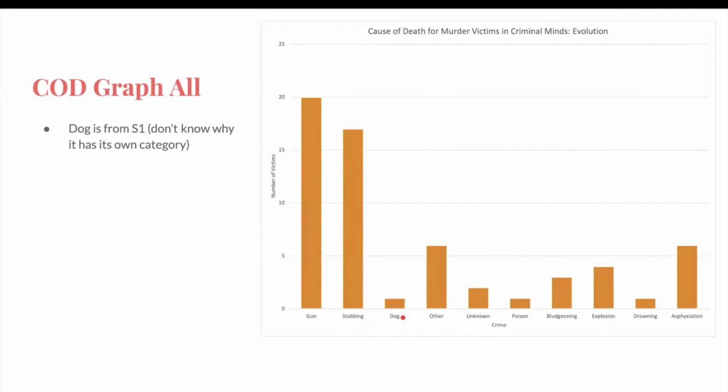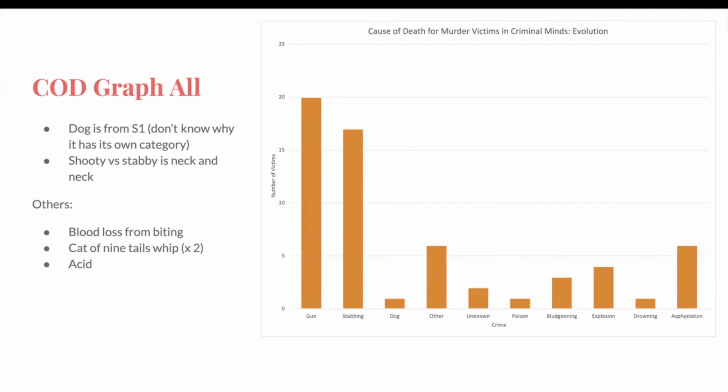Additionally, there is dog. I don't know why it has its own category. It really belongs under other. And Shooty vs. Stabby is pretty close, but I think it's fair to say Criminal Minds Evolution is a shooty show. The others across all 3 seasons are Blood Loss from Biting, Cat of Nine Tails Whip, which was actually 2 deaths, and those are both in season 1, Acid, which was a season 2 episode, and Burial Alive, and Spider Condoms, which were from season 3.